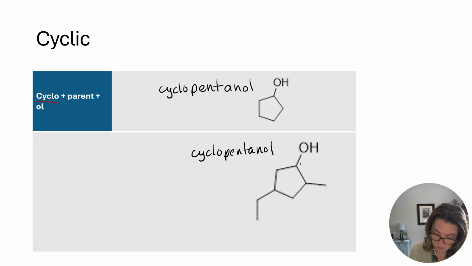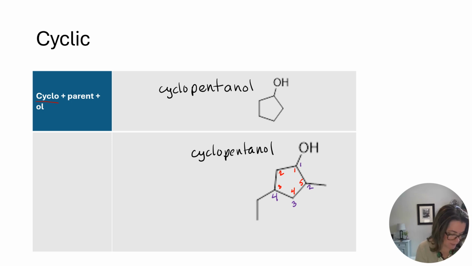So if I count this way, alcohol is on carbon number 1, my methyl group is on carbon 2, and my ethyl group is on carbon 4. If I number in the other direction, my alcohol is still 1, my ethyl group would be number 3, and my methyl group would be number 5. I want to use the purple numbering system. That's going to give me the lowest combination of locant values. So now I can go ahead and add my substituents.